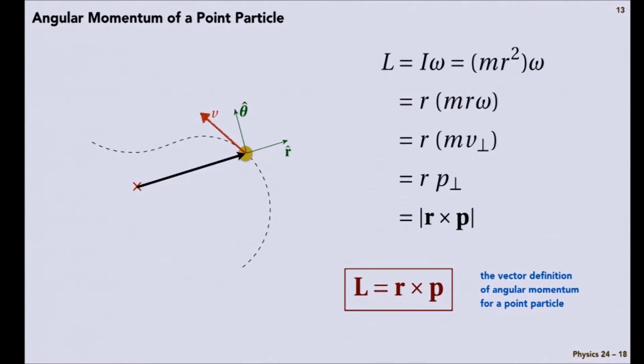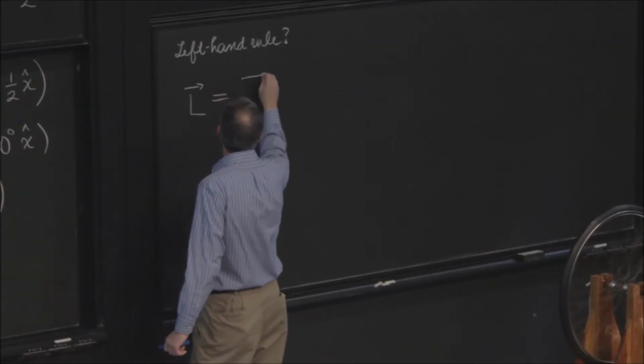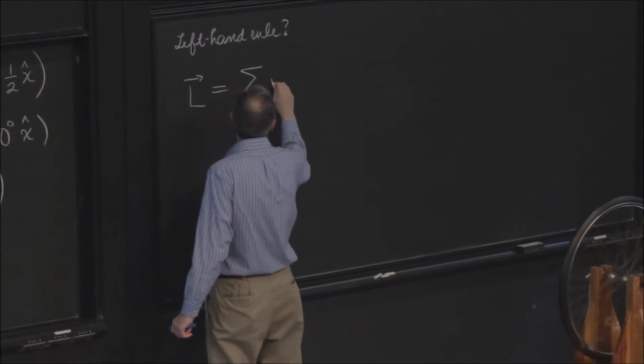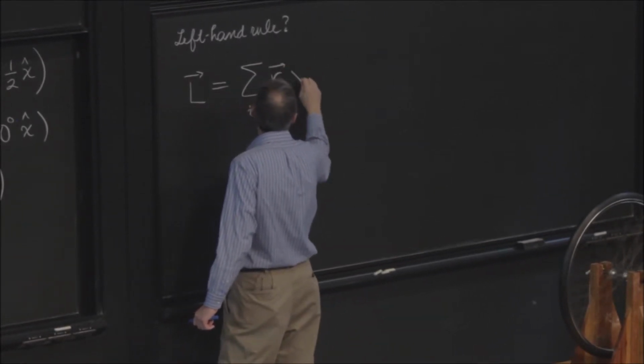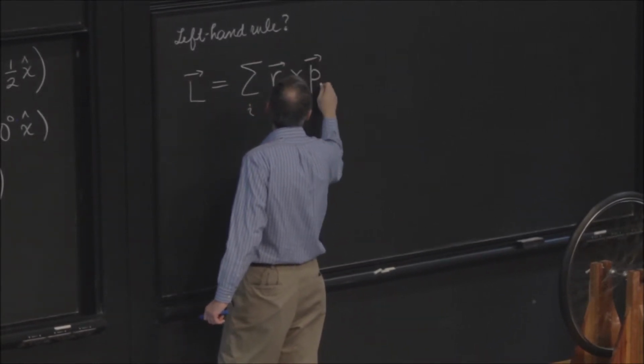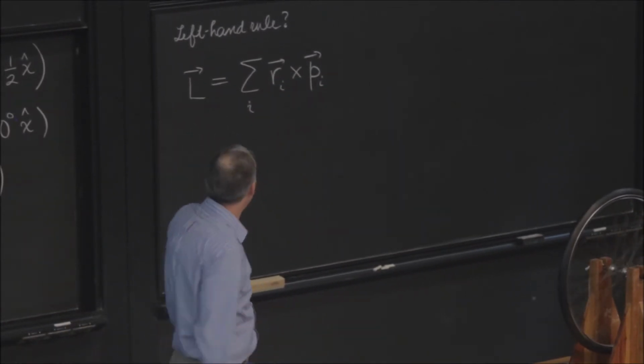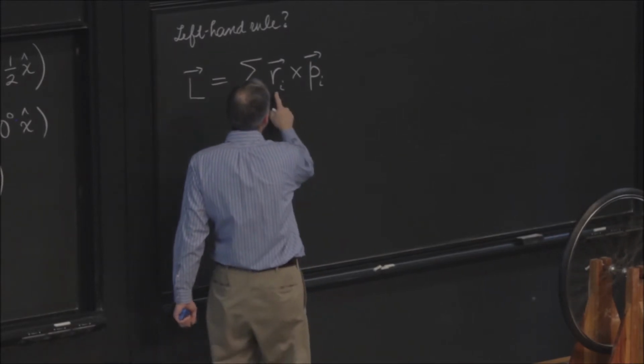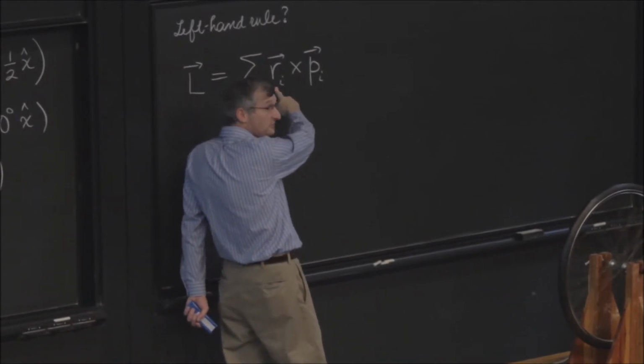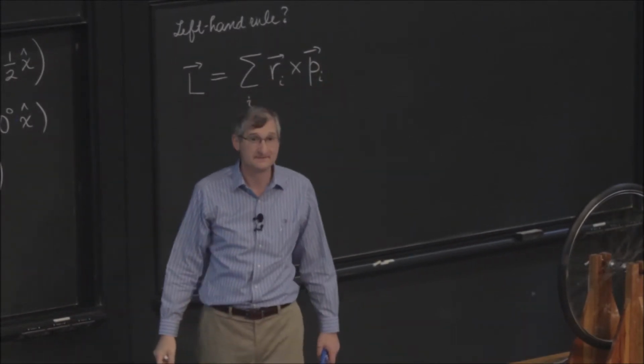And so if I have an extended body, what am I going to do? Yeah, so I would have L is the sum of r sub i cross p sub i. Yeah, so I have to use the position vector that's appropriate for each little bit of mass.